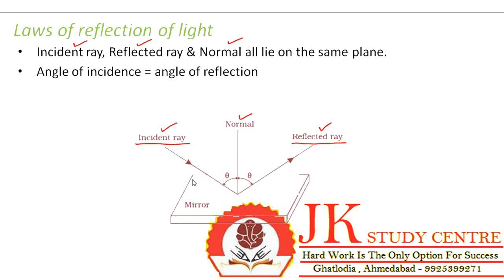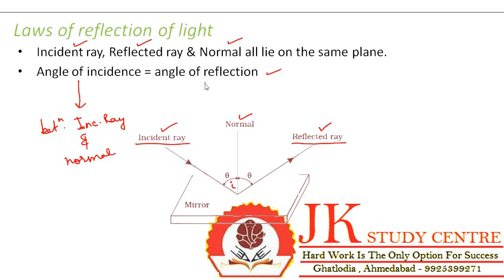The second law says that the angle of incidence is equal to the angle of reflection. Now, what is the angle of incidence? The angle which the incident ray makes with the normal is known as the angle of incidence. So, this is my angle of incidence. This angle of incidence is between the incident ray and the normal.